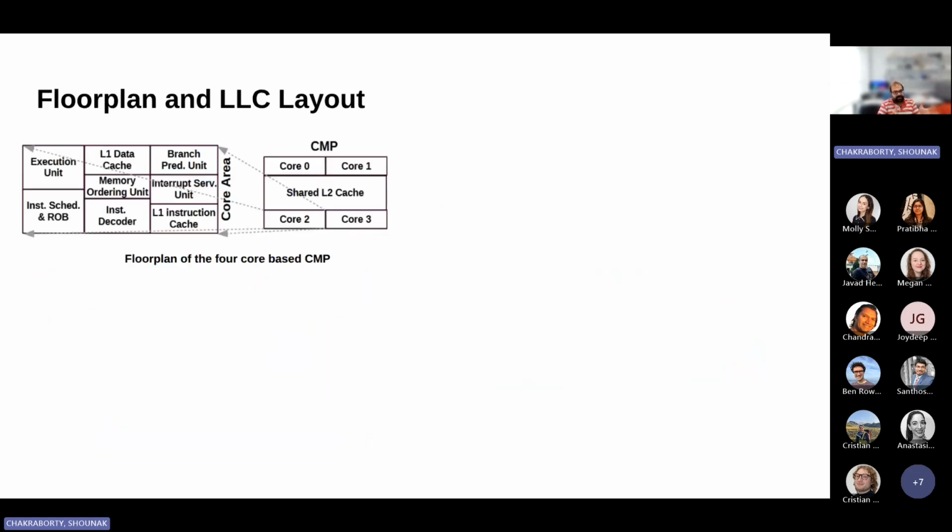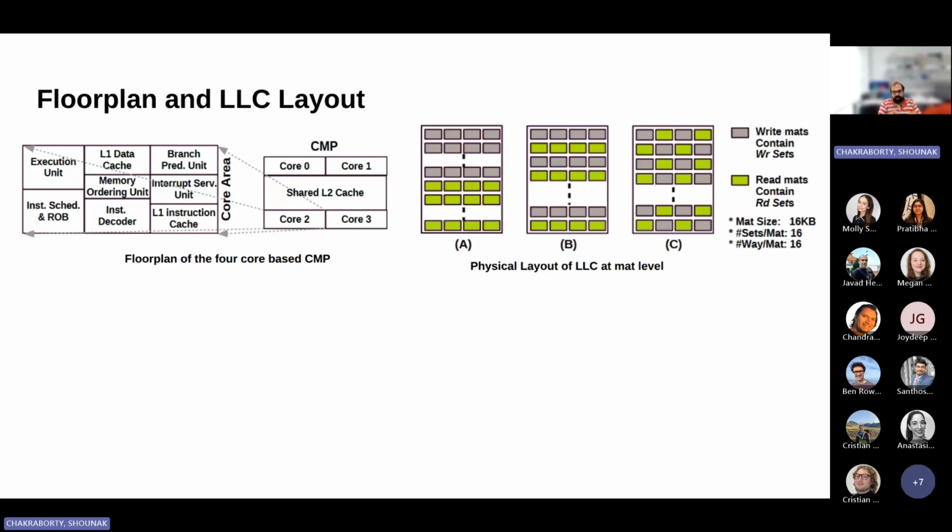Let's take a look at our floor plan and LLC layouts in our experimental setup. This is our entire chip area, where we have designed the core in this particular fashion, because the floor plan is really important for generating the thermal traces. On the right-hand side, we have the physical layout of the LLC at the mat level. A mat is a small granular unit of the cache, in this case 16 KB of our 8 MB cache. You can imagine the entire cache divided into smaller chunks of equal size, and each chunk is called a mat.